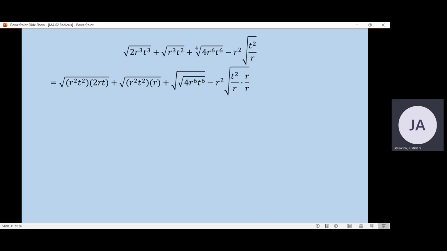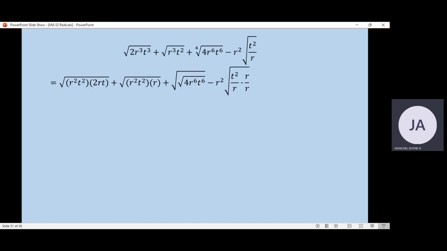Okay, same with the second term, which is the square root of r squared t squared times r. And then applying the law of radicals D, law D. Again, the square root of the square root of 4r raised to 6 t raised to 6. Okay, and then we need to remove the radical in our denominator. Okay, so here in this case, we need to multiply the numerator and denominator by r.